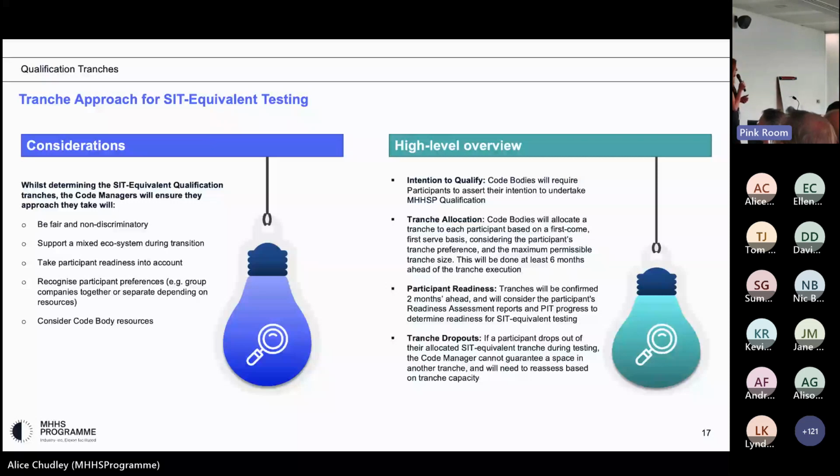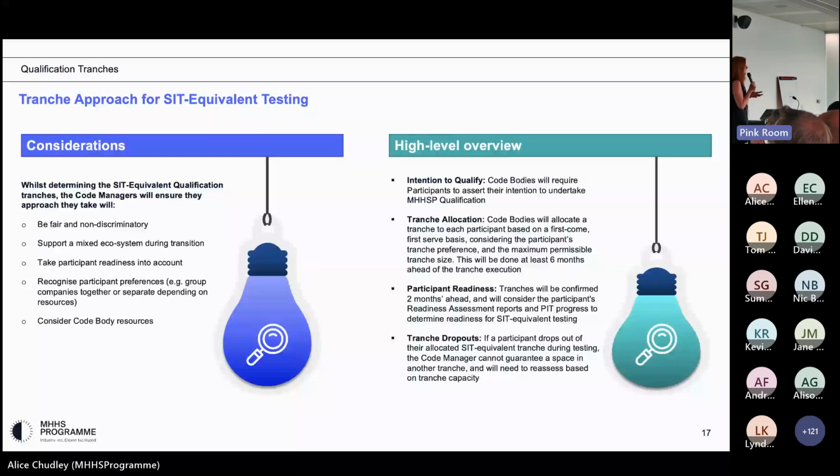We're going to be looking at doing that based on participant preferences and first come, first served. When I say first come, first served, it's going to be based on when people have been able to get those preferences to us, and also when they're indicating they're going to be ready. We'll then, 2 months before the tranches are going to start, be undertaking sets of checks to make sure people are in fact ready to qualify, and they'll be ready to go through that. We'll be looking at the participant readiness assessments as part of that.